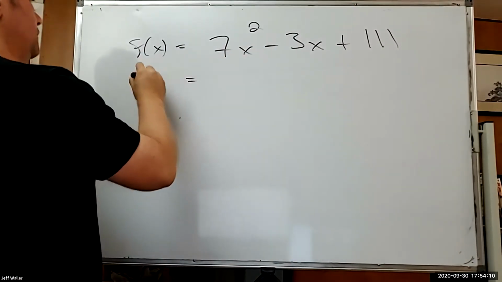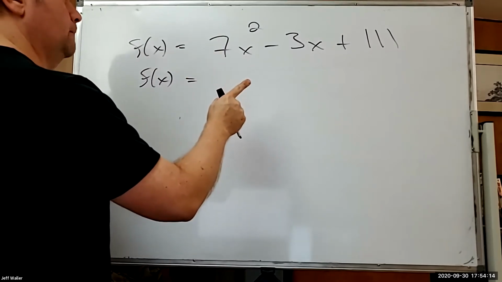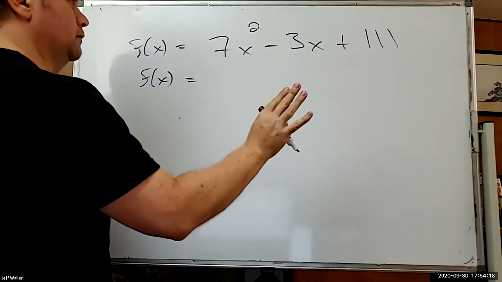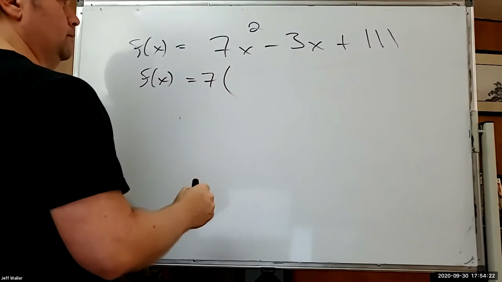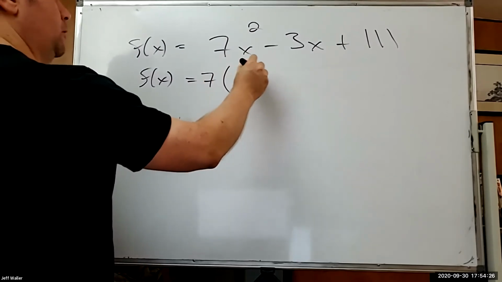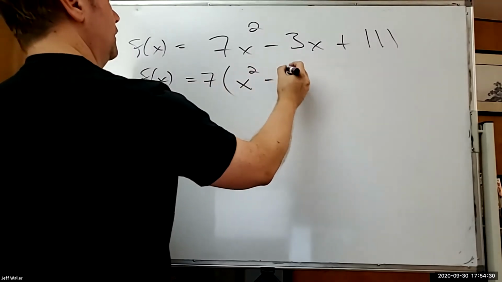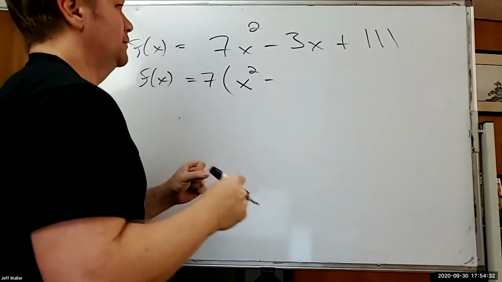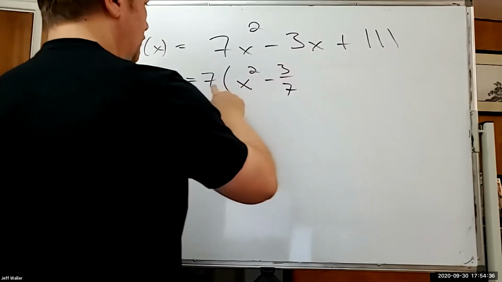First step. No matter what's going on, what do you have to do? What needs to be here for this to work? A 1 in front of the x squared, so you get rid of the 7. So you take a 7 out. So what's this going to be? 3 over 7. There you go. I like it, because I divided a 7 out.